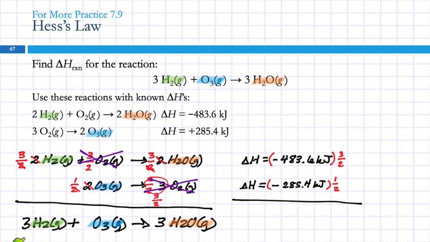Does this match what I was trying to make? It does. So then down here, I need to add these together, taking into account what I multiplied things by. So delta H is going to be negative 483.6 times 3 divided by 2 plus negative 285.4 times 1 divided by 2. Negative 868.1 kilojoules.